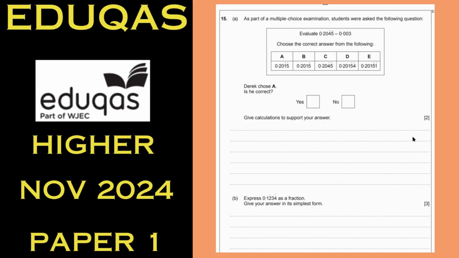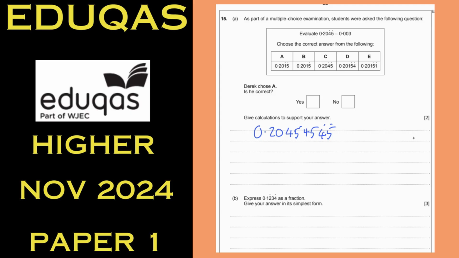To number 15. If you're looking at 15A and hoping there's a quick way of doing it, I personally wouldn't go for a quick way. If you're faced with something new like this in an exam, they've given you plenty of room, so why not use it? Evaluate, so work out the value of 0.20 and recurring dots above the 4, 5, 4, 5, and so on.